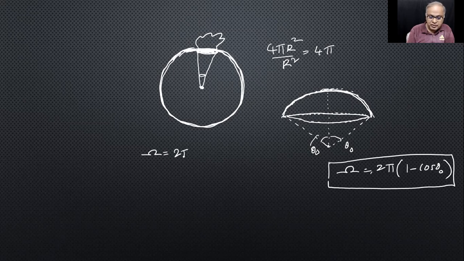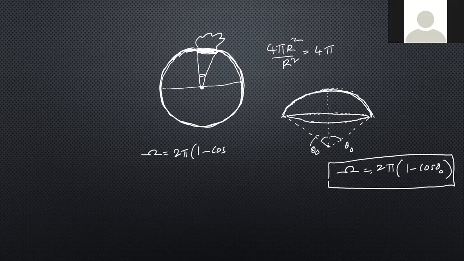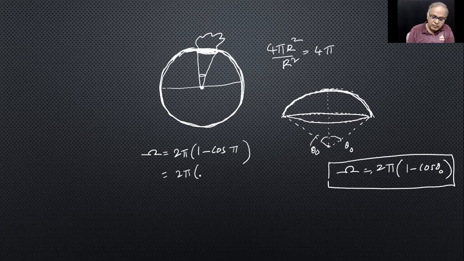So if this is the formula, for example, omega equals 2 pi into 1 minus cos, what is the total angle made by the sphere at the center? Sphere means like this angle. 180 degrees. Should I write cos pi? Isn't it? Yes, sir. Minus. So what do I write now? 2 pi into 1 minus 1. This is what pi?